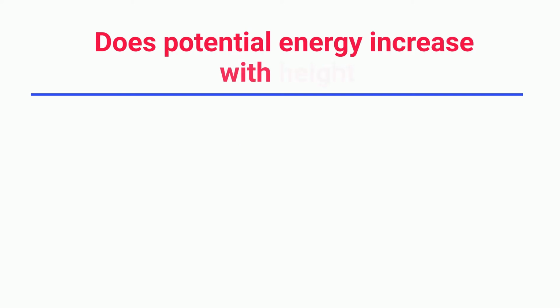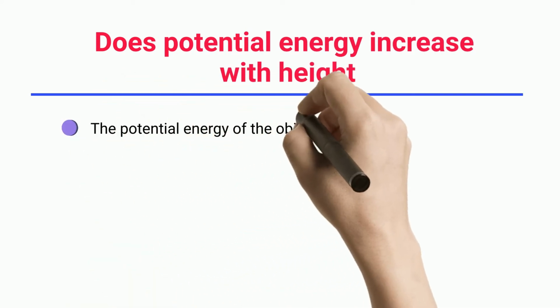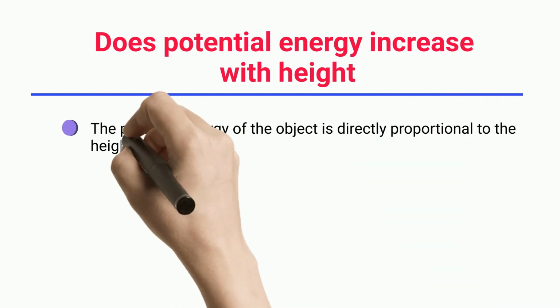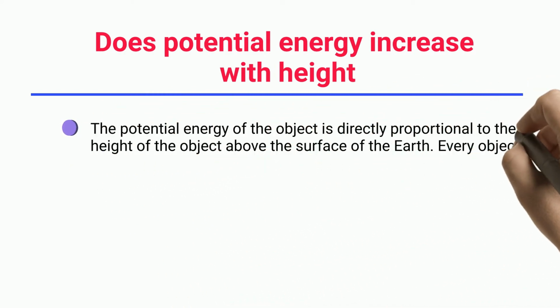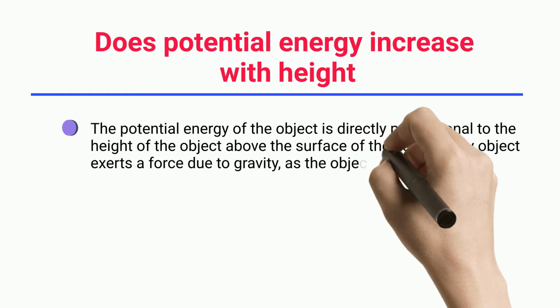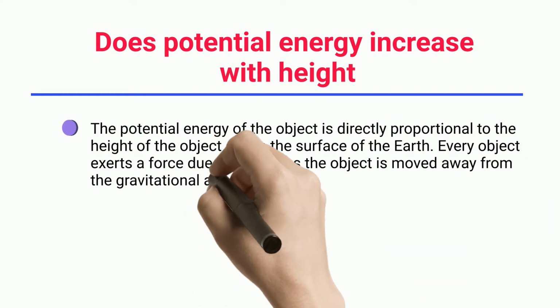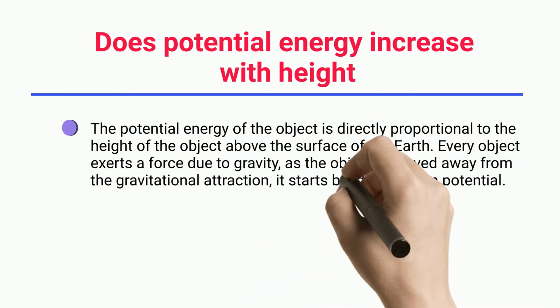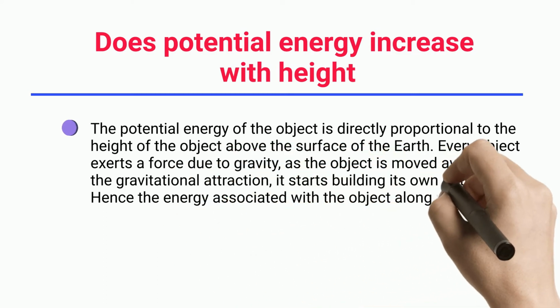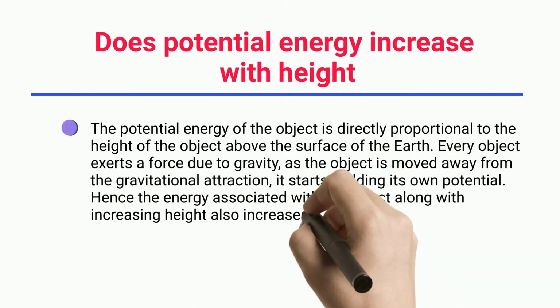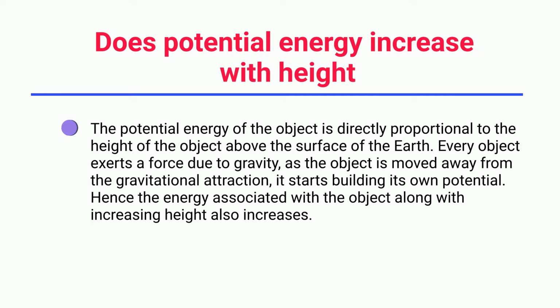Does potential energy increase with height? The potential energy of the object is directly proportional to the height of the object above the surface of the Earth. Every object exerts a force due to gravity. As the object is moved away from the gravitational attraction, it starts building its own potential. Hence, the energy associated with the object also increases with increasing height.